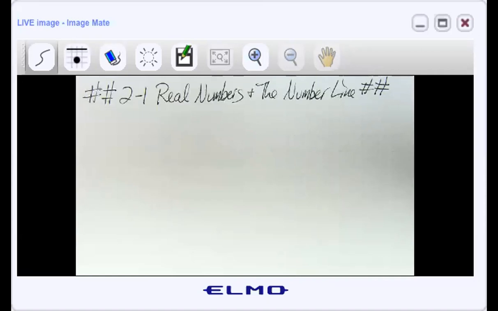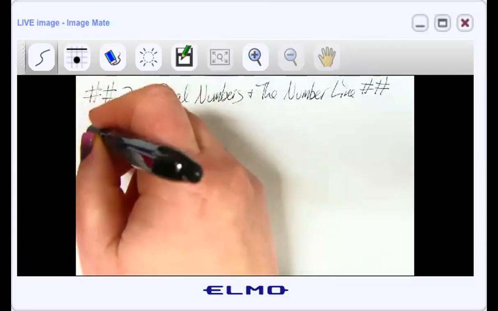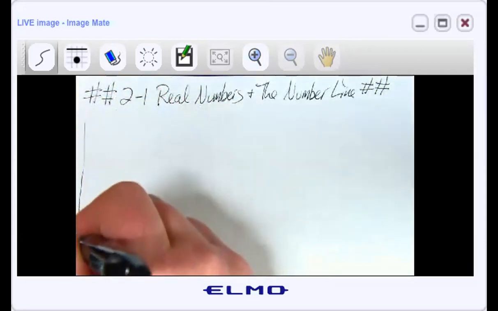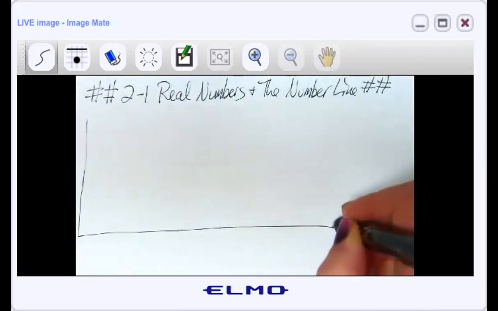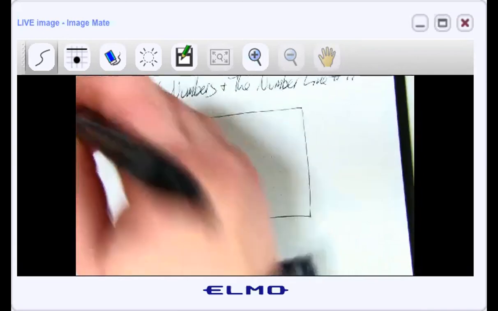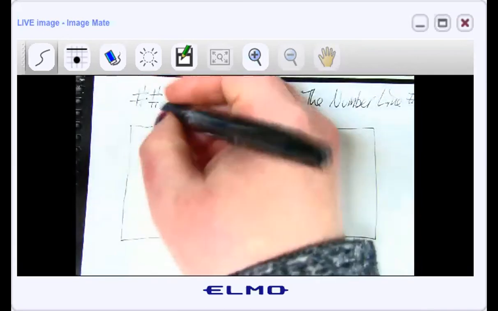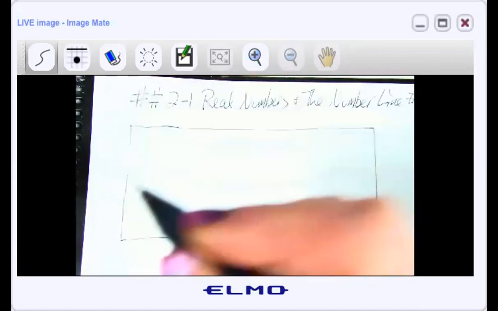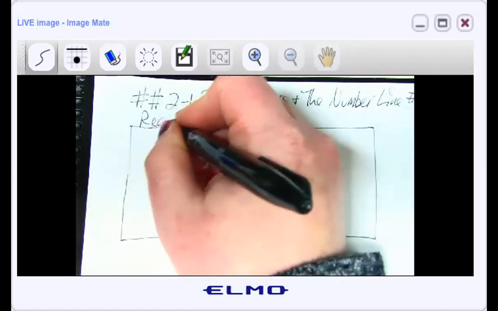So, what I want to do today is first make a sort of diagram to sum everything up. And then we're going to get into the details of who counts as which of the types, right? So, what I want to do first is make this big box. And this box represents all the numbers that we refer to as real numbers. So every real number that you can think of can fit in this box somewhere. These are all the real numbers.